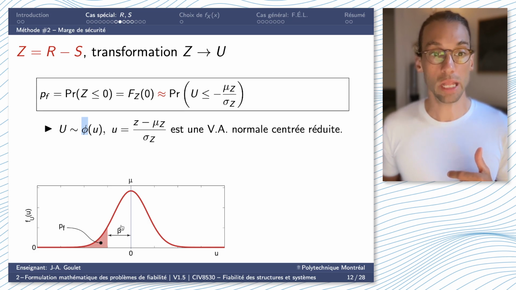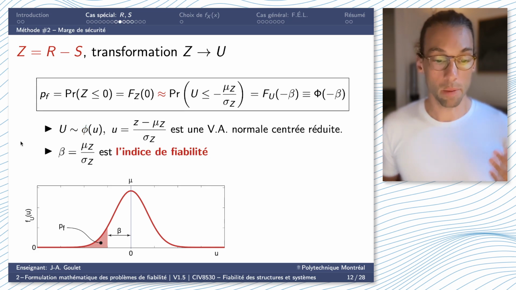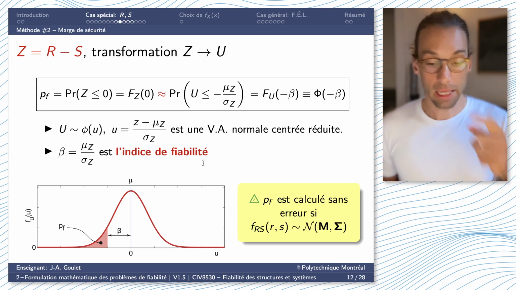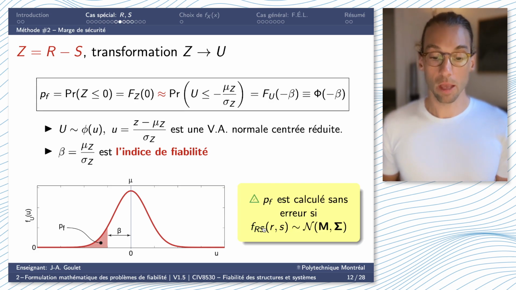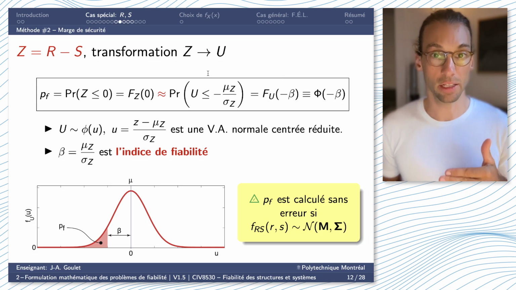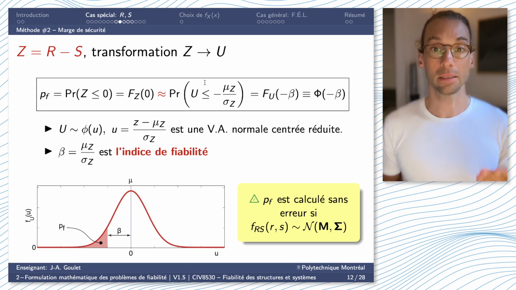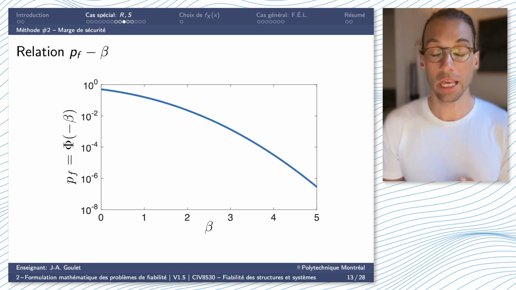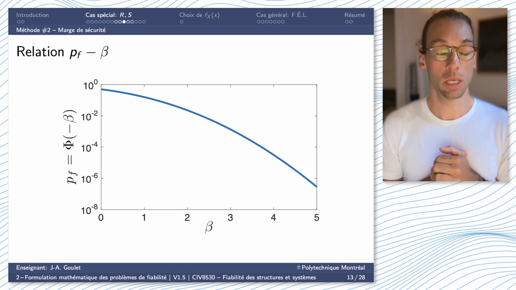So we're going to go in that standard normal space where beta, which is mu z divided by sigma z, is my reliability index. And in that case, we can see that if R and S are defined as multivariate Gaussian, these methods of computing the reliability index or the probability of failure are actually exact. There's no approximation entailed in using this methodology. We're going to come back to this with an example in a few slides.